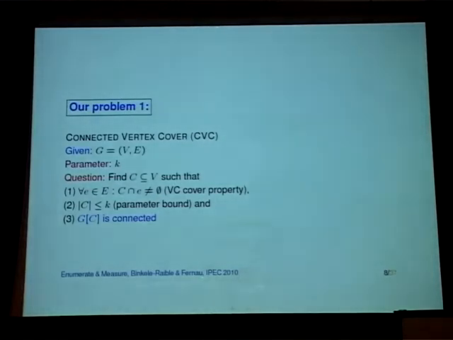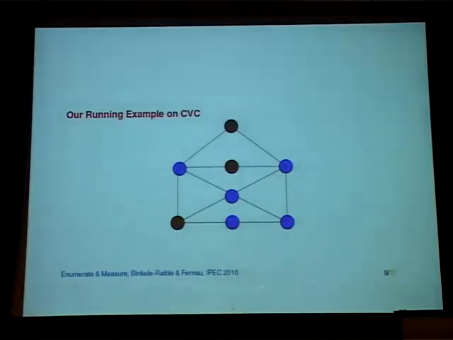Connected vertex cover, what is it? So we are looking for a vertex cover of size at most k, such that the graph induced by the vertices in the cover is connected, as the name indicates. For instance, these blue vertices form a connected vertex cover, as you might verify. The question is, of course, is this a minimal solution or not? Well, we come to that point later.